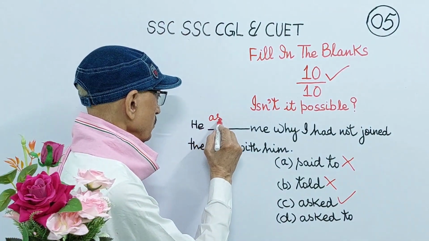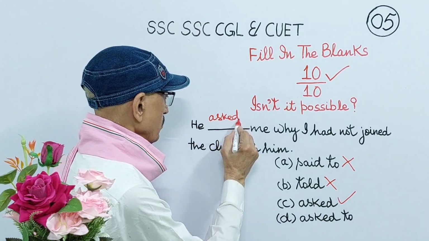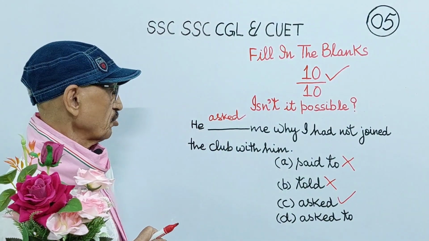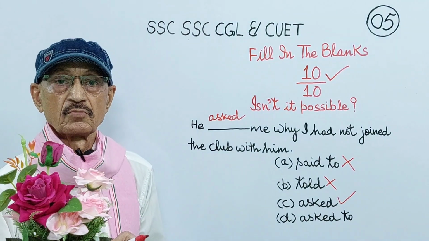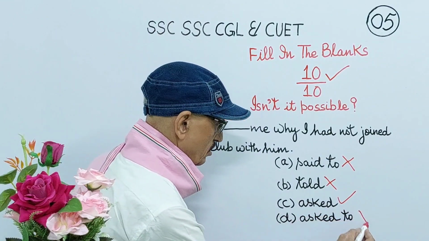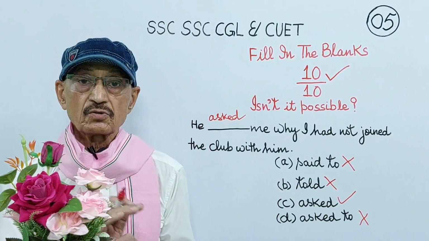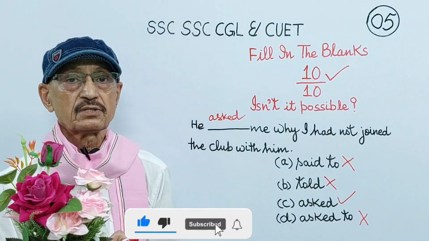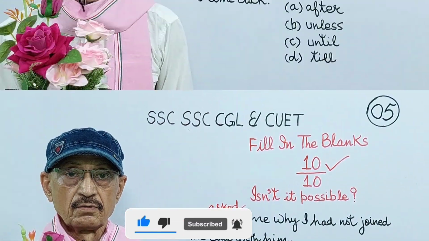Asked. He asked me why I had not joined the club with him. The sentence is giving a correct meaning. Now, asked to is also wrong. But some students put asked to in place of asked, which is wrong.